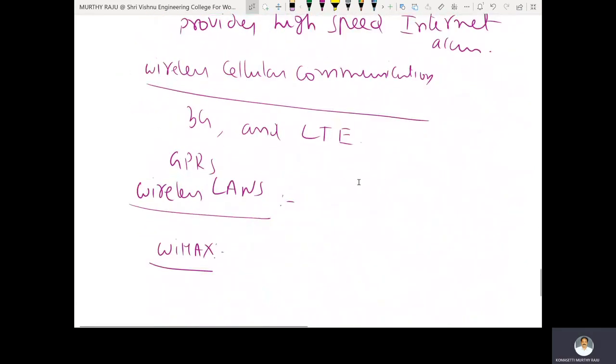One more network is also there. That is the gateway domain to core network.